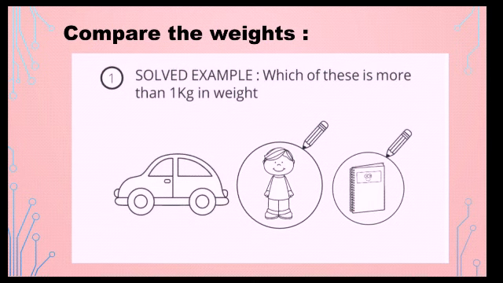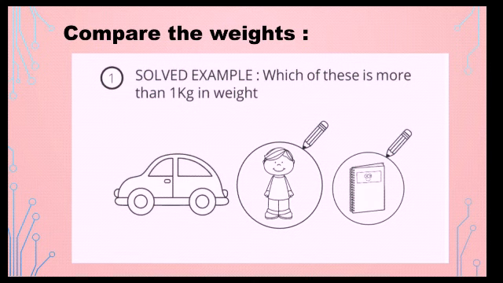Compare the weights. Here we will compare the weights. You know that the units of measurement related to weight are kilogram and gram, and also milligram we can use. So these are the three units needed for this chapter. First, which of these is more than 1 kg in weight? Don't be confused by the figure.